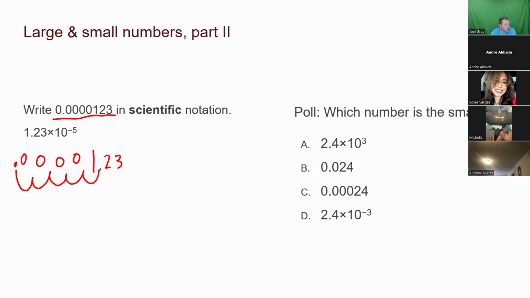So we've got 2.4 times 10 to the third, 0.024, 0.0024, and 2.4 times 10 to the negative third. So first step, convert it and see what you got.